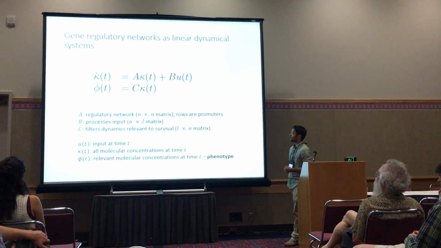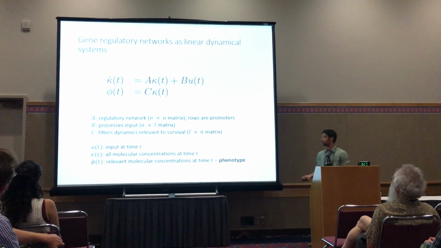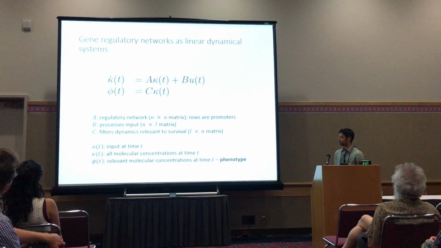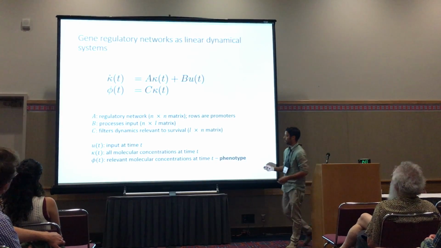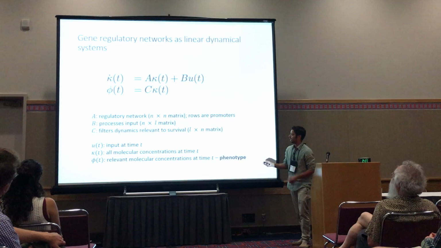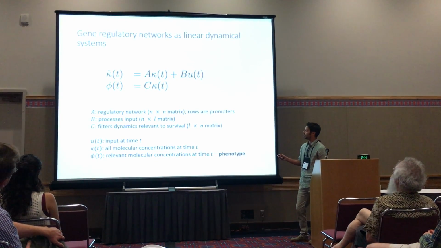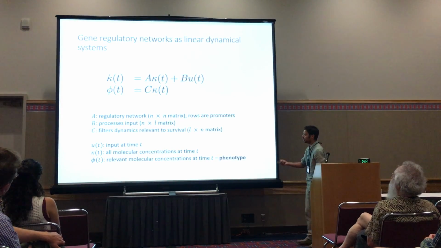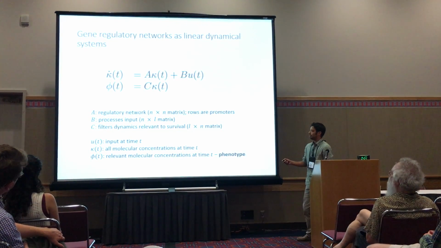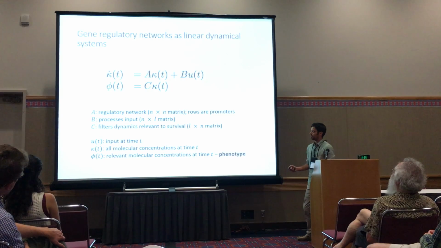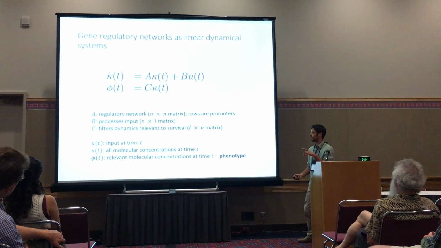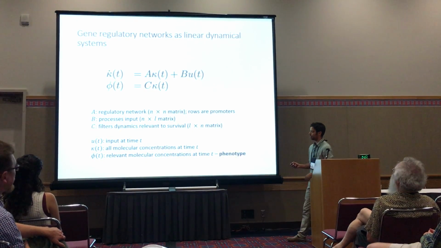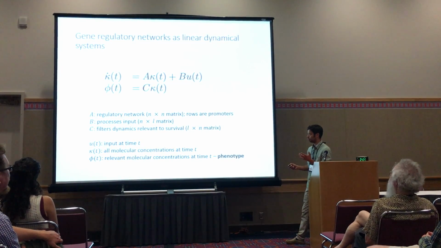Mathematically, we assume that gene regulatory networks can be modeled as linear dynamical systems, which has two equations. k-dot of t equals A k of t plus B u of t, and then the second equation, phi of t equals C k of t. So, what does this mean? k-dot of t is the time derivative of k, which is the list of the concentrations of molecules in the cell. So it's the change of the concentrations of molecules within the cell.